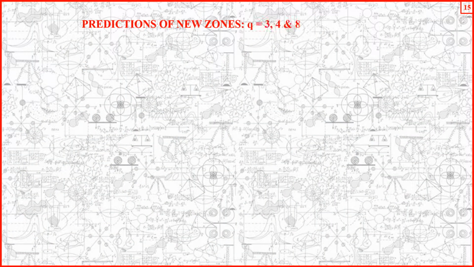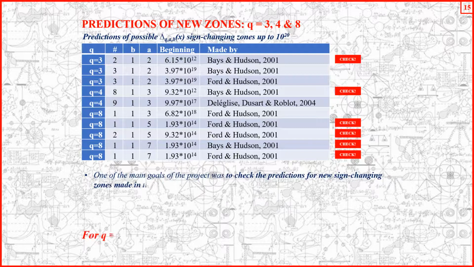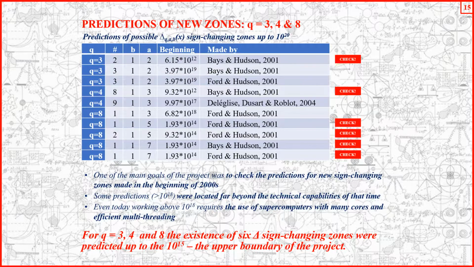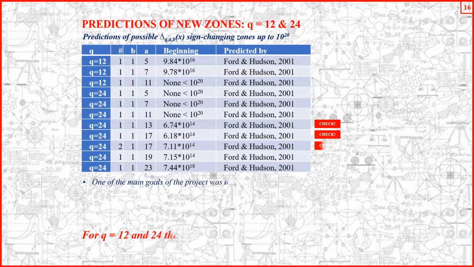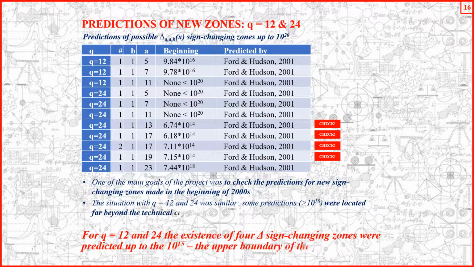At the end of their research in 2001, Bays and Hudson, together with Ford and Rubinstein, made a number of important theoretical predictions, based on their models, where the next zones for various prime number races should be located. Some of those zones, below 10 to the power of 15, became the goal to check for this project. Very important predictions were made by Ford and Hudson for moduli 12 and 24. There should be at least 4 zones below 5 times 10 to the power of 15, the upper bound of my project. Other predicted zones were located much higher.